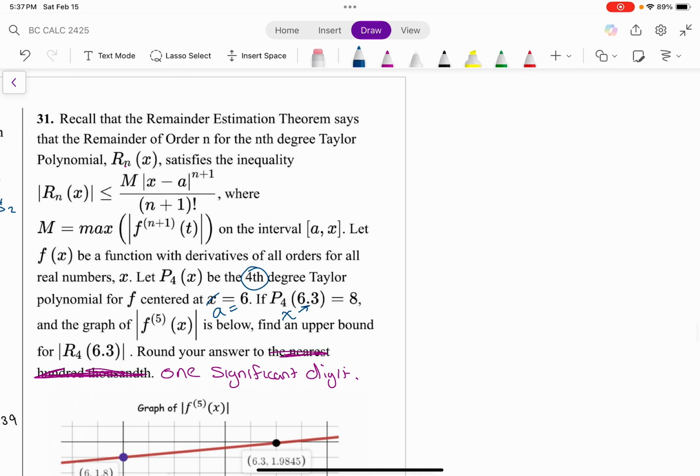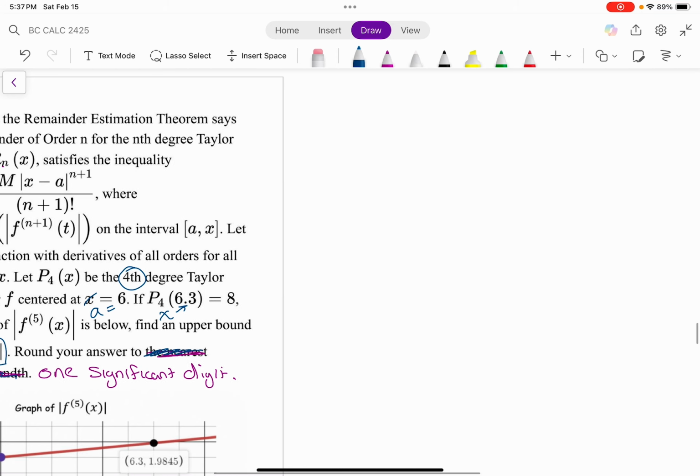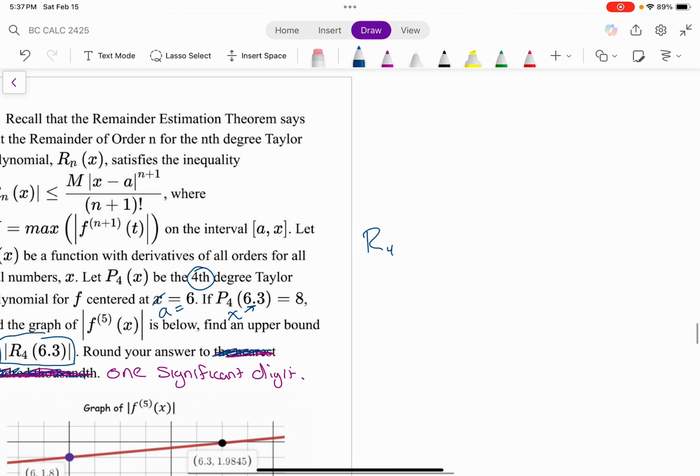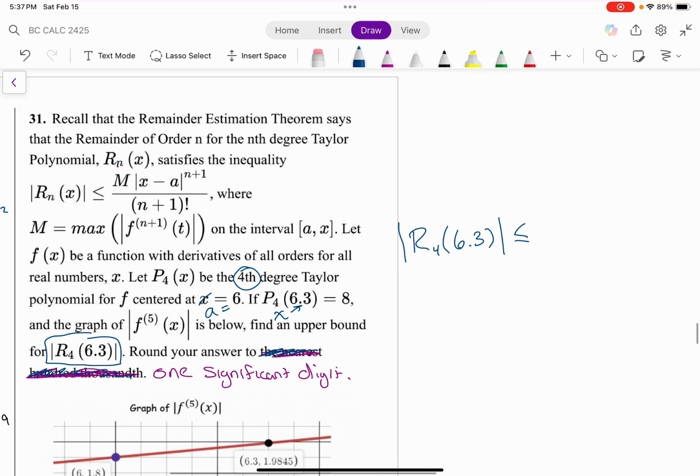Find an upper bound for this error around your answer to, and I changed it, for reasons you'll see in a minute, or once we finish, to one significant digit. Okay, so we need this, right? So I'm gonna write that down and really just follow the formula. So it's R sub 4 of 6.3. Okay, that's the error when we use the fourth degree Taylor polynomial centered at 6.